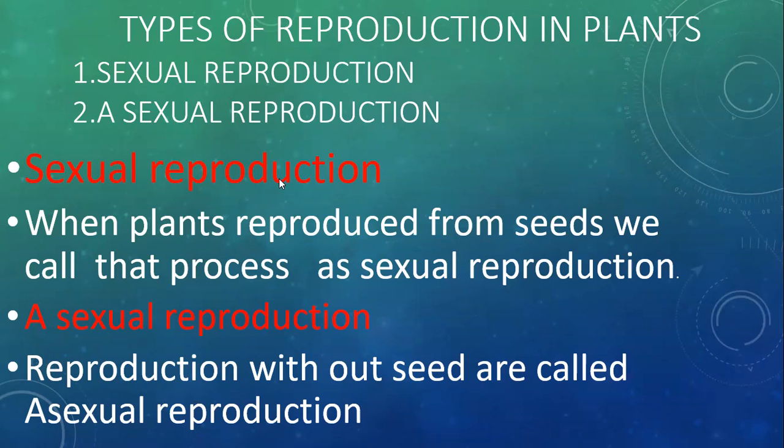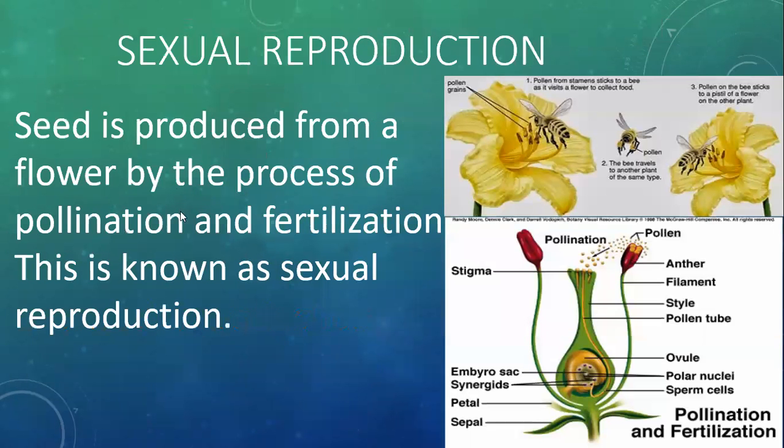What is the meaning of sexual reproduction? The plants are produced from seeds. The plants produced without seed, reproduction without seed, is called asexual reproduction. Now we will see what sexual reproduction is.